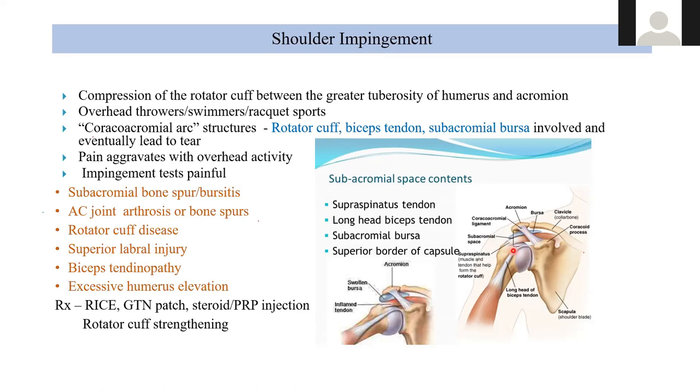Treatment is RICE therapy, and tendinopathies can also be managed with glyceryl trinitrate (GTN) patches, steroid or PRP, platelet-rich plasma injection, and then rotator cuff strengthening, as well as correction of the faulty biomechanics which cause the impingement.